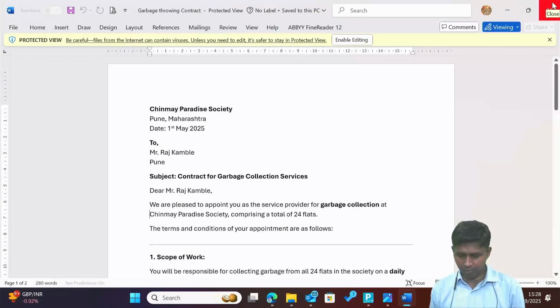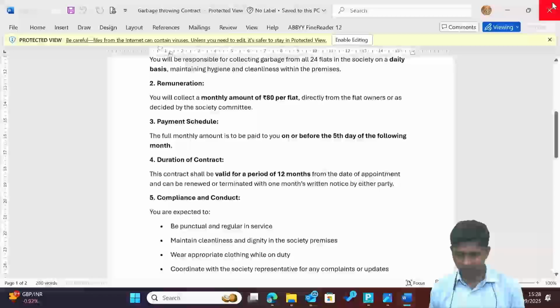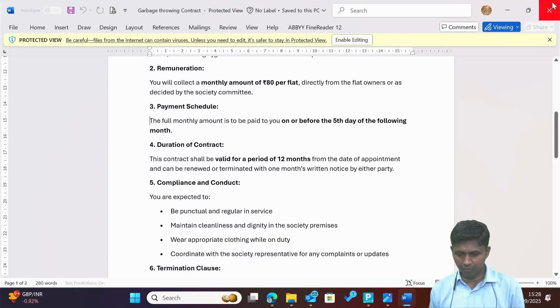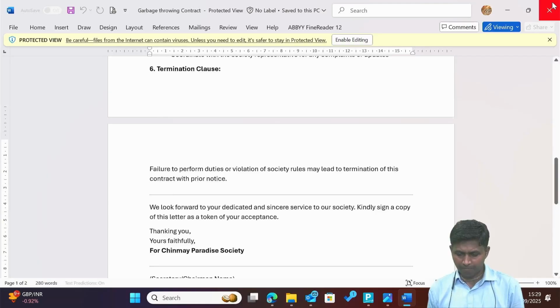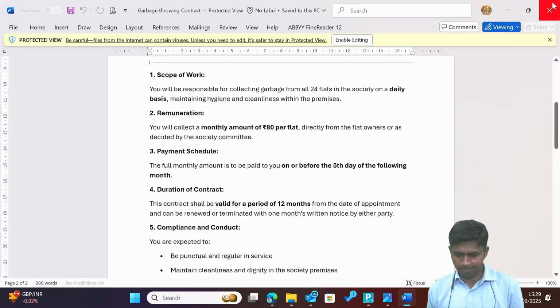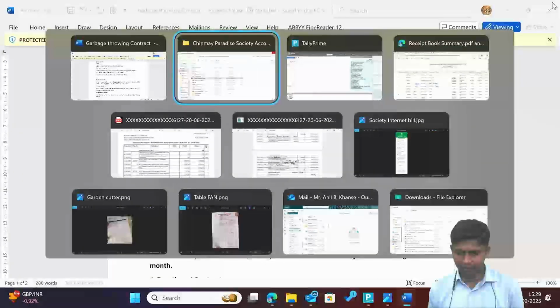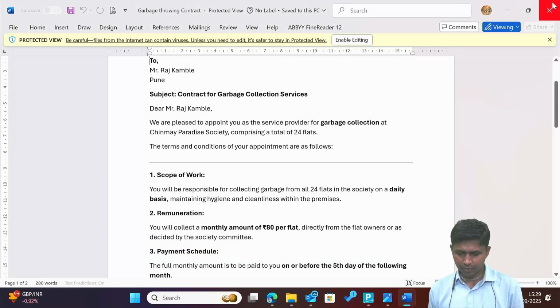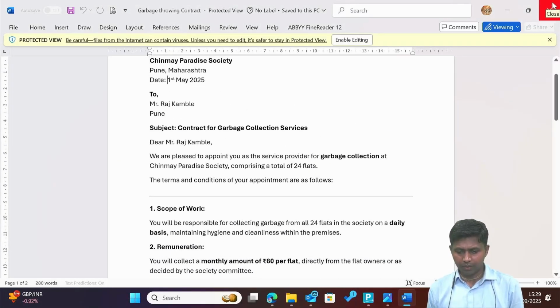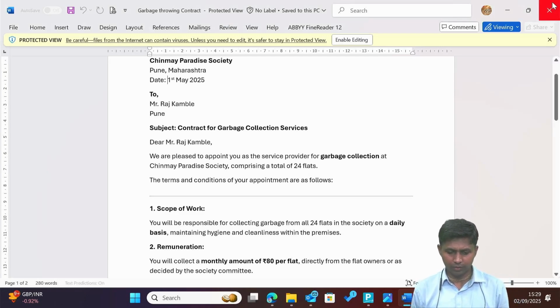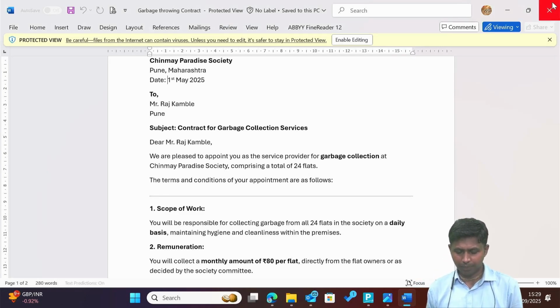This is given to Raj Kamble. For 24 flats, 80 floor flat before the 5th of the following month. That means you have to create the liability for every month, paid or not paid. You have to book the liability as per the prudence principle. We have provided for it; you can check the ledger from which date, from 1st May. That means May's, June's and July's three months payment should be there.